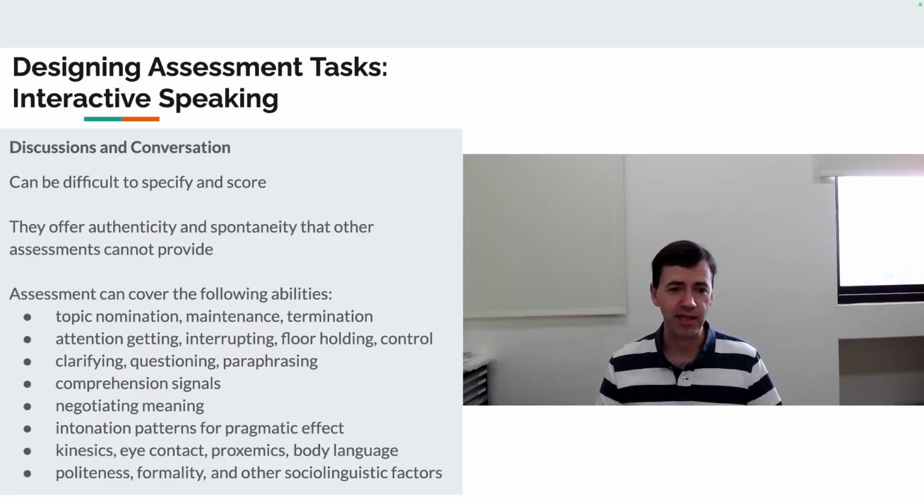Can they negotiate meaning? Are they able to use intonation patterns? And on and on. Politeness, formality, sociolinguistic factors, body language, proxemics, all of that, are they able to use those? And you could assess them. But it's very challenging, I think.